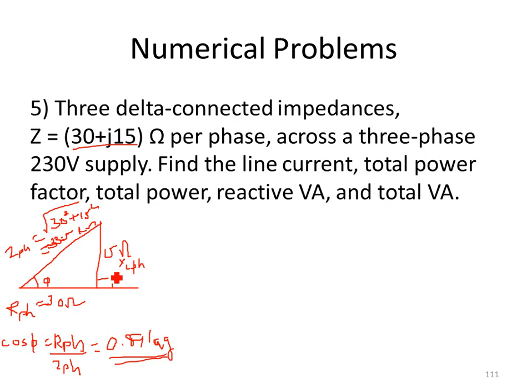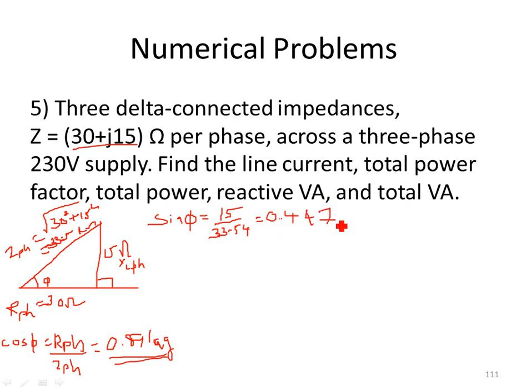Now, from the impedance triangle, we get sin phi as opposite by hypotenuse, that is 15 by 33.54. So, what is sin phi? Sin phi is 15 by 33.54. That comes to 0.447.